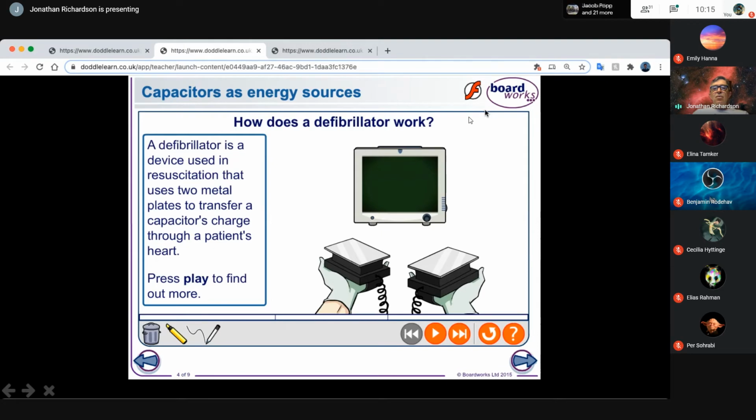Now, what happens? A person has a heart attack, the heart stops beating. The heart, of course, is very much an electrical circuit. So if we give it a jolt of energy, hopefully we can stimulate it to start working again. So let's just have a look how these two plates can transfer energy onto a patient's heart.